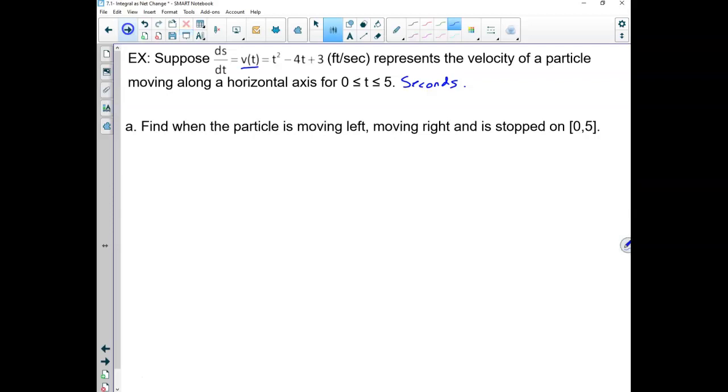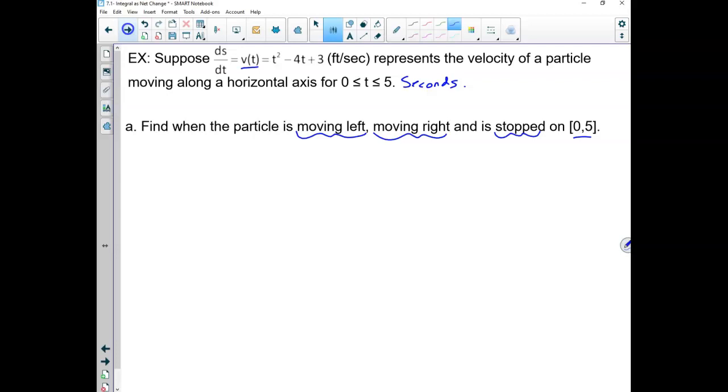So, I'm getting rid of this whole screen share. I don't want it on there. In order to do that, we're going to do this two ways. We're going to do this algebraically, and we're going to do this graphically. But in order to get there, we have to think back to the beginning of the year. Find when the particle is moving to the left, when is it moving to the right, and when is it stopped on our interval from 0 to 5. How do we get that?